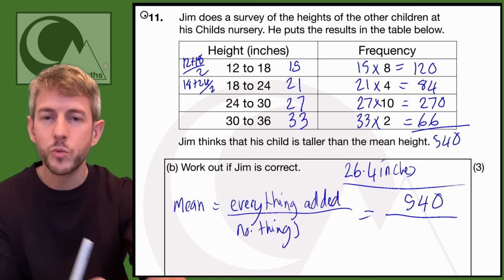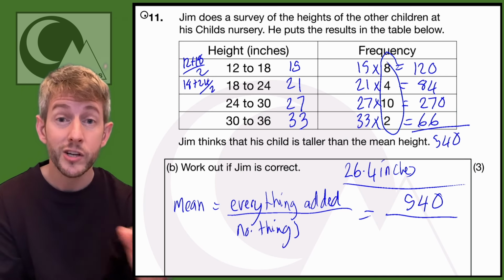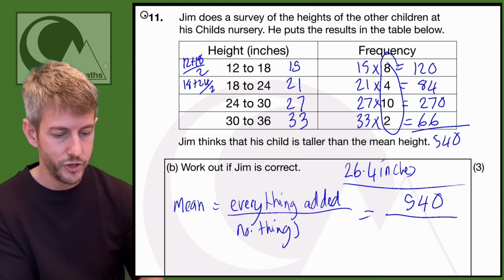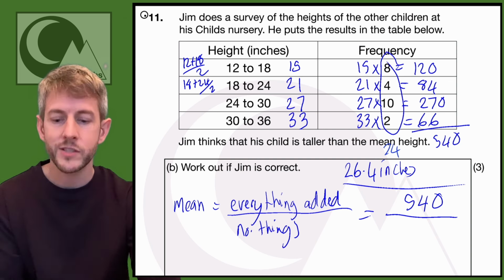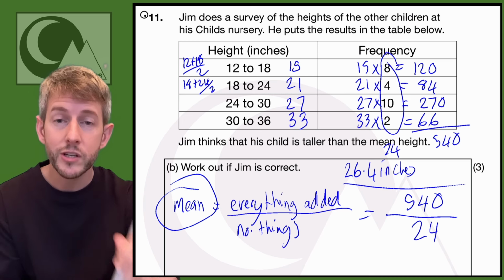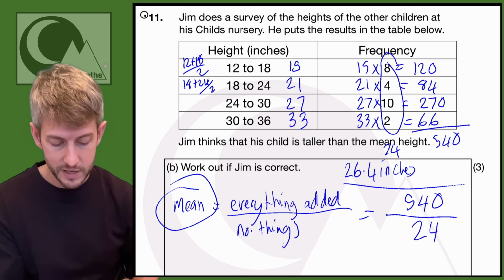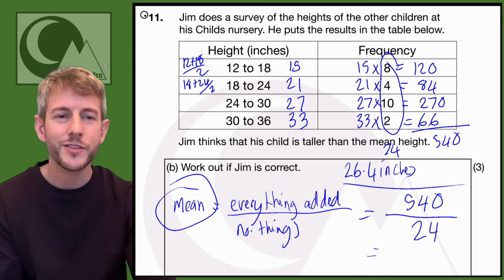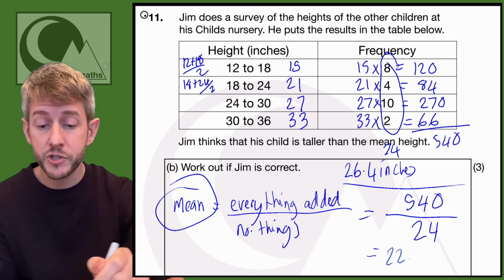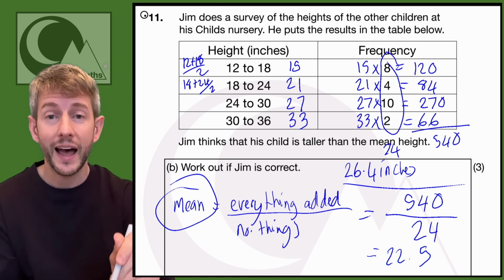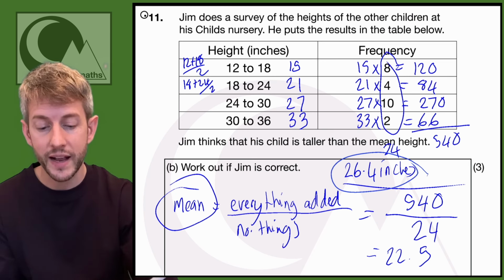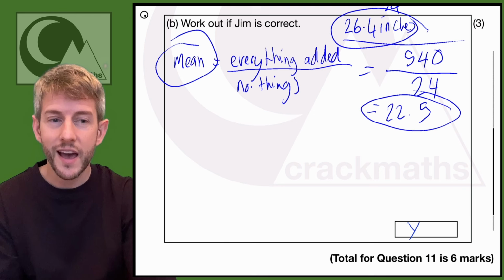To find out how many kids there were, I just have to total up the frequency. So I've got here to do 8, add 4, add 10, add 2, and that equals 24. Okay, so in order to calculate the mean, I'm going to do everything added together, which is my 540, divided by the number of things, which is my 24. So 540 divided by 24 equals 22.5. And so what I can see from that is Jim's child was 26.4 and the average child was 22.5 inches. So is Jim correct? The answer is yes.